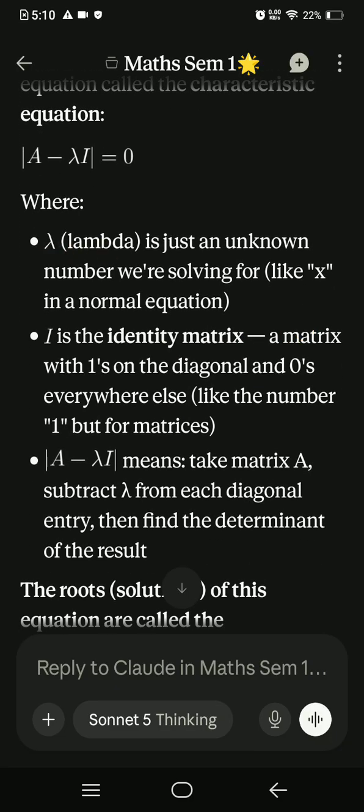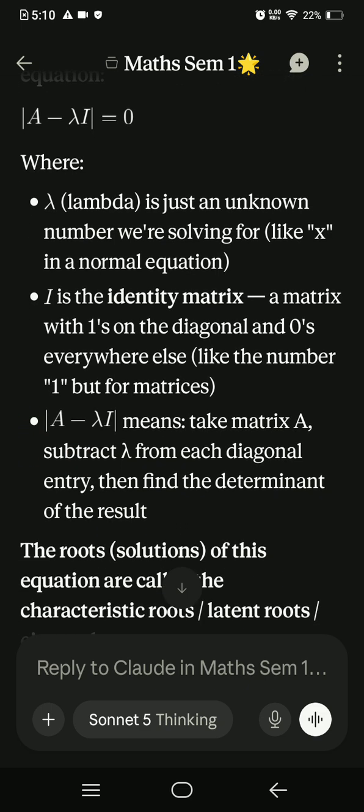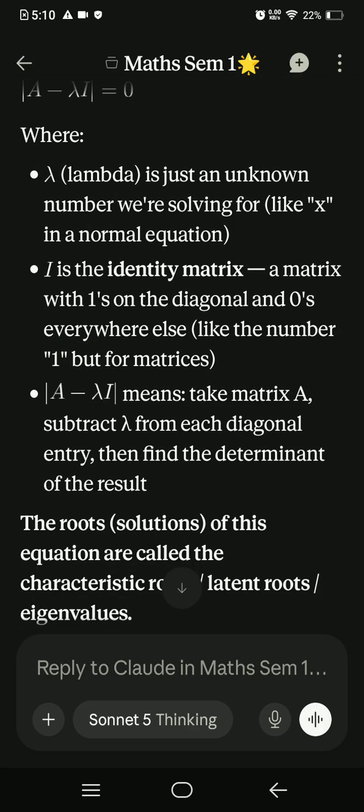Yeah, so this lambda is just an unknown number we are solving for, like x in a normal equation, so we solve for it. Okay, and I is the identity matrix, a matrix with ones on the diagonal and zeros everywhere else, like the number 1 but for matrices. And this just means take matrix A, subtract lambda from each diagonal entry, then find the determinant of the result. Okay, so this is basically the determinant modulus looking thing.